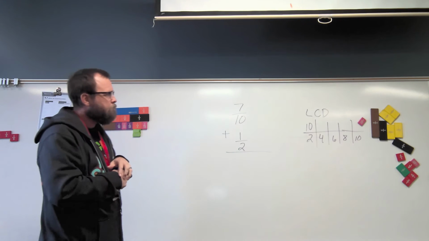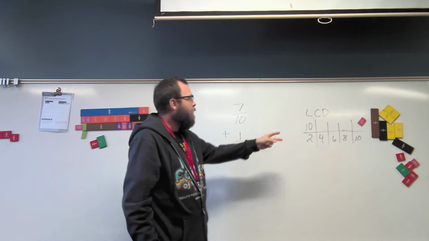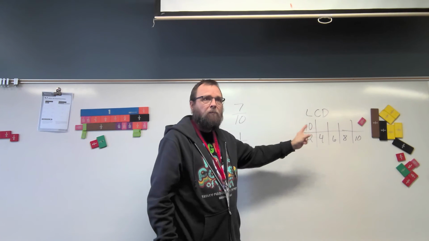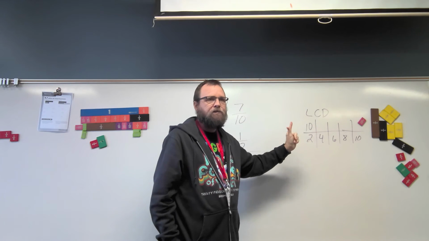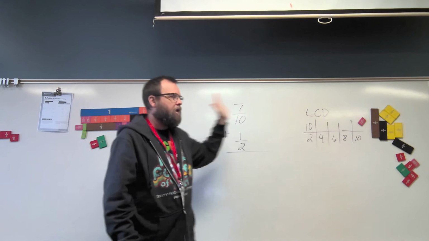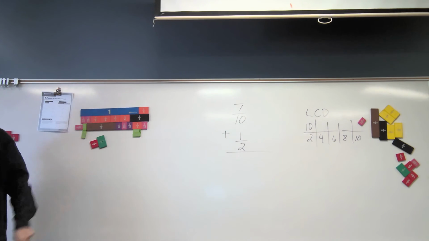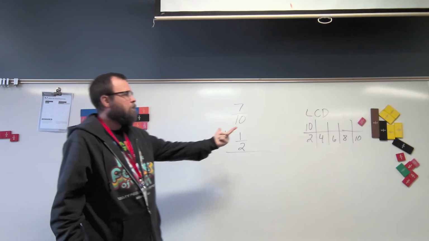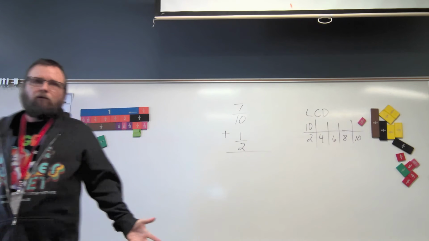Why is it called the least when it's the highest number? It's not, because they have 10 in common, they have 20 in common, they have 30 in common, they have 40 in common. There is no most common denominator because I can just keep multiplying by bigger and bigger numbers. So least, you want the first one. It's going to save you from having to do more simplifying or more work.